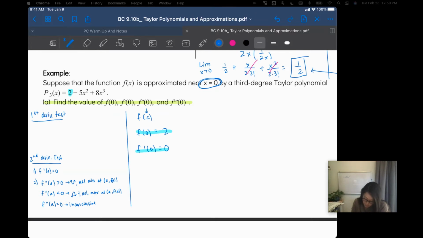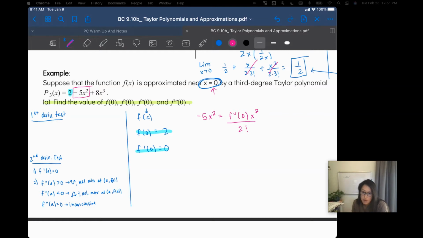This one is a little different. I'm going to look at my x squared term, negative 5x squared. The way I get that when I expand out my polynomial is that I take the second derivative centered around 0, because c is equal to 0, and I multiply that by x minus c squared, so x squared, over 2 factorial.